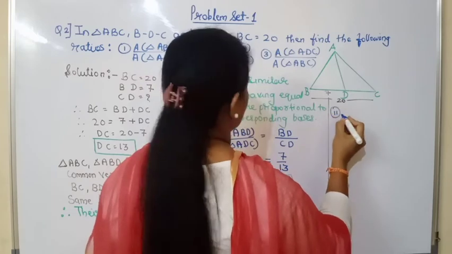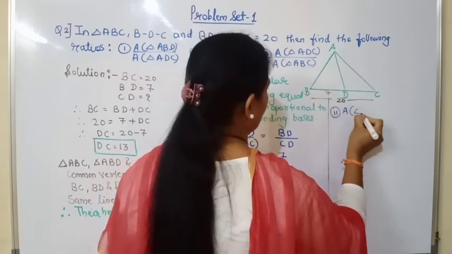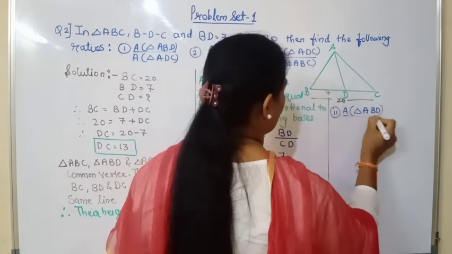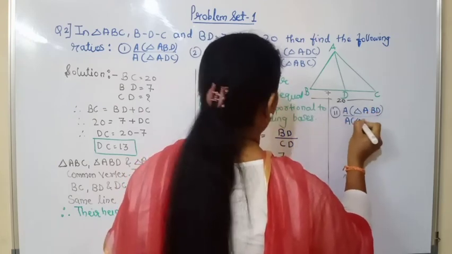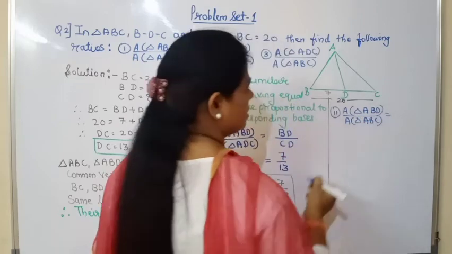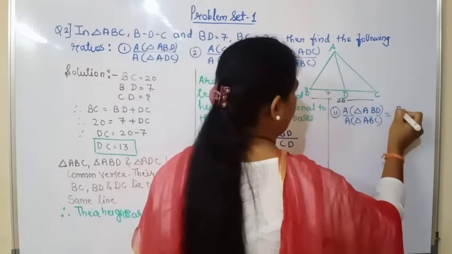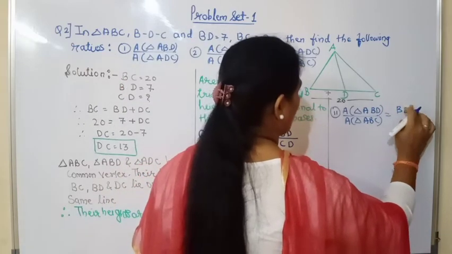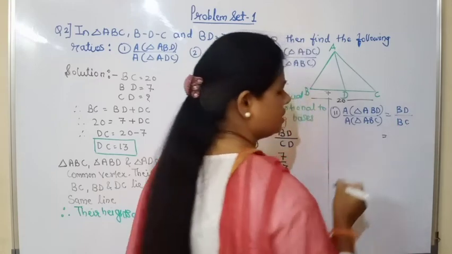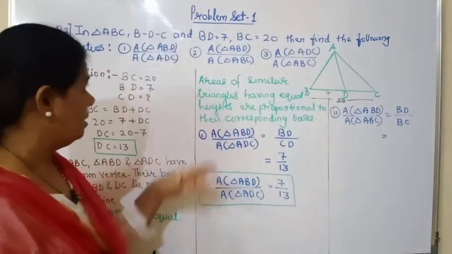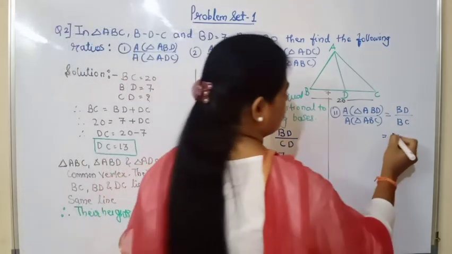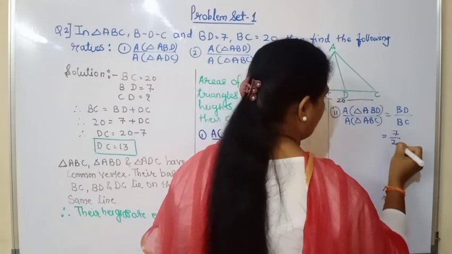What is given now? The second one is the area of triangle ABD upon the area of triangle ABC. What is the base of ABD? BD. And what is the base of ABC? That is BC. So that is equal to BD upon BC. What are the values? BD is given as 7 and BC as 20. So here it will be 7 upon 20.